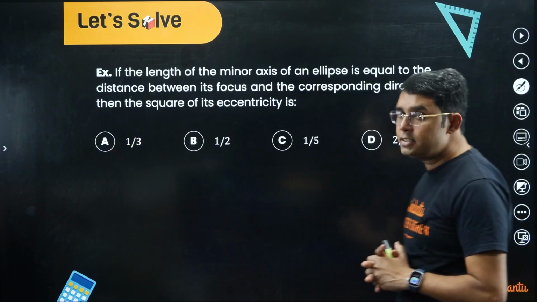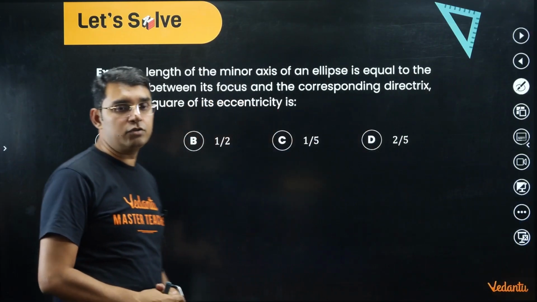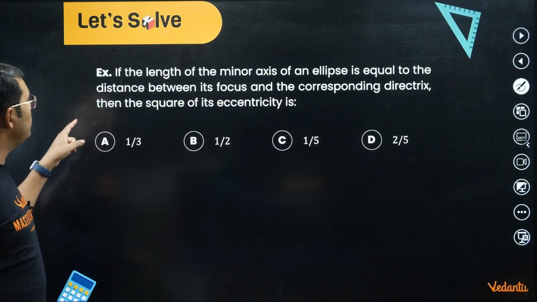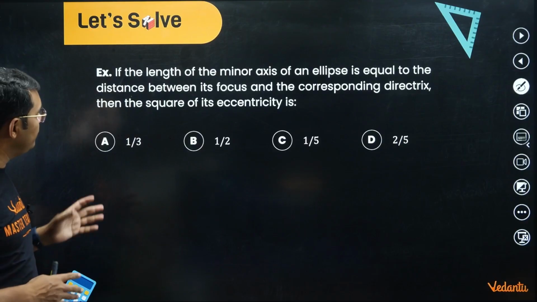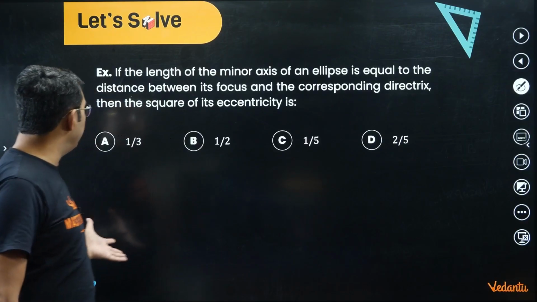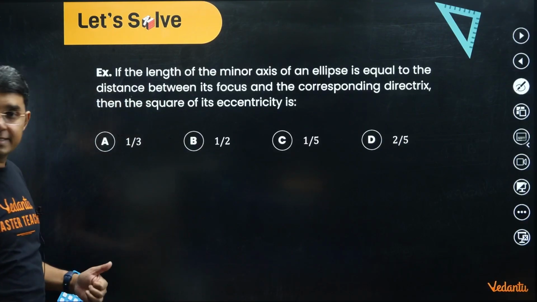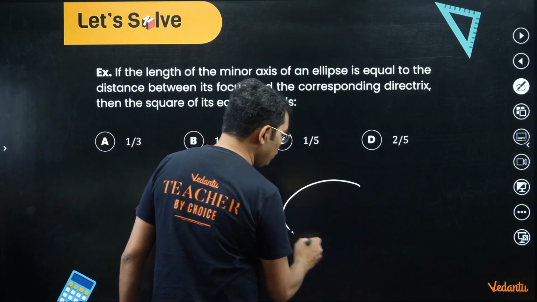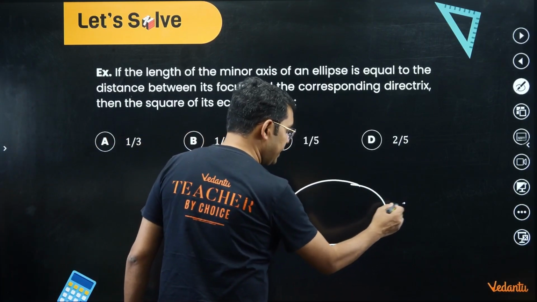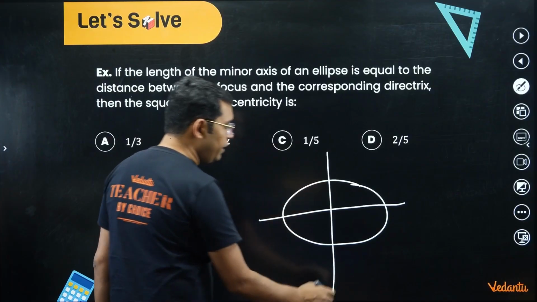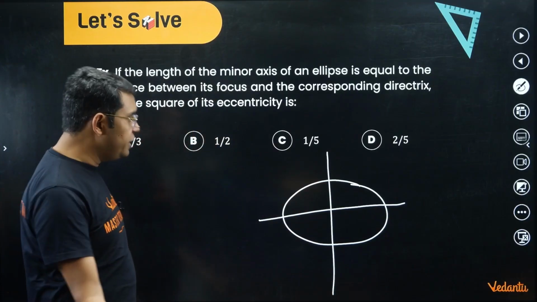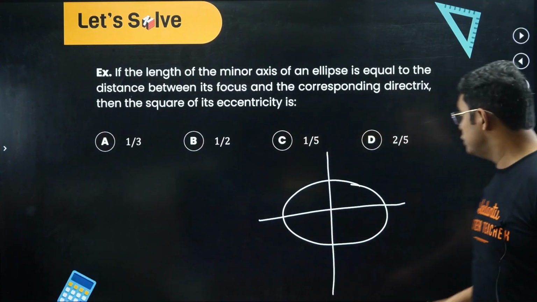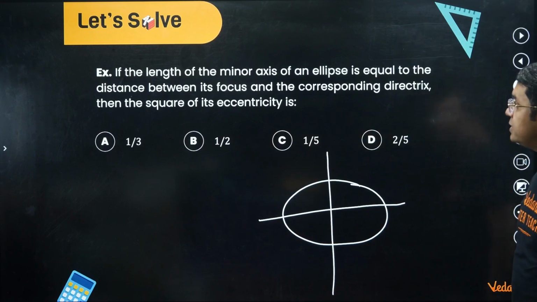The very first question is, if the length of the minor axis of an ellipse is equal to the distance between its foci and the corresponding directrix, then the square of its eccentricity is? Whenever you see such things, although you may remember all the results, I would still suggest that you make a small diagram, because you get sheets, there is no problem of space. So just make the diagram and then see what exactly they are saying.